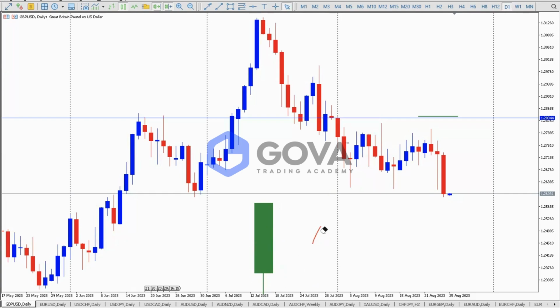Vice versa, I like to see my bullish candlestick having wicks at the bottom. If the candlestick does not have wicks at the bottom, I like to see the candle not having wicks on both sides. If the candlestick is not having wicks on both sides, then I mark my zone, my demand zone here.